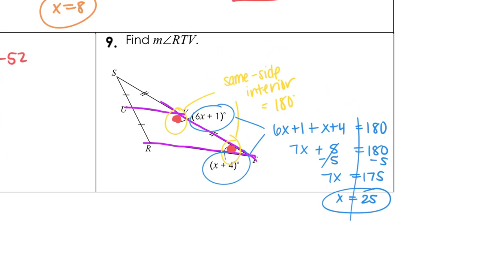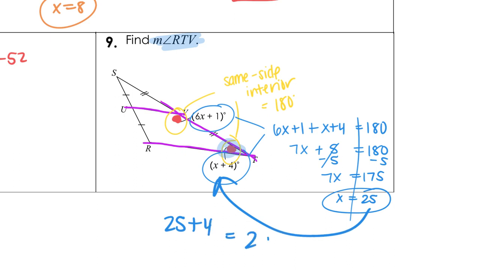And let's see what they want us to find. They want the measure of angle RTV. RTV, if you trace that, that's actually this corner angle here in the bottom. So that one's really easy to plug in for, right? That would just be 25 plus 4, which is 29 degrees. So that would be the answer for number 9.